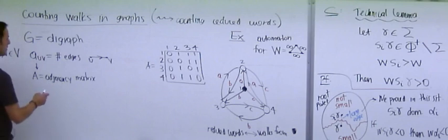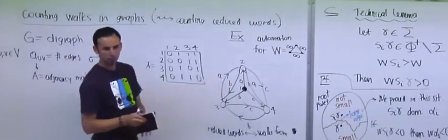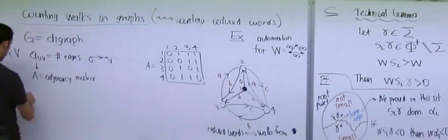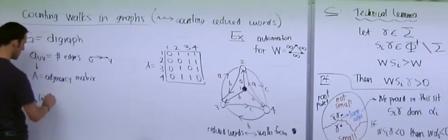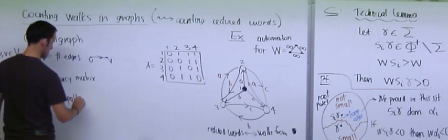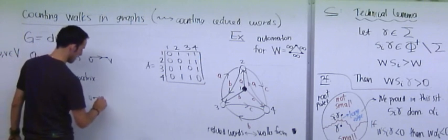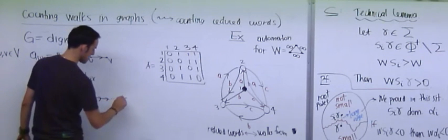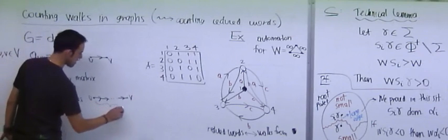And now, let me try to count paths in this graph. So I'm going to make a function called P uv of n to be the number of paths that start at U, walk around the graph, and end at V, and they use exactly n edges.